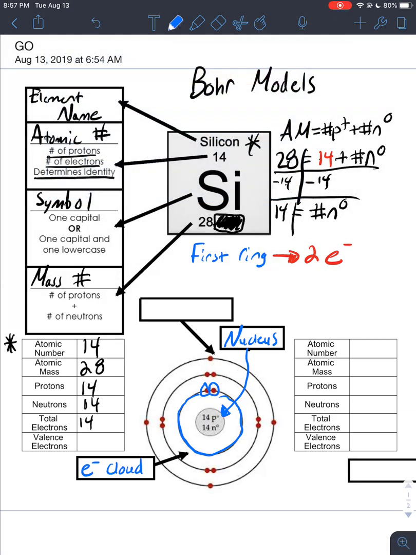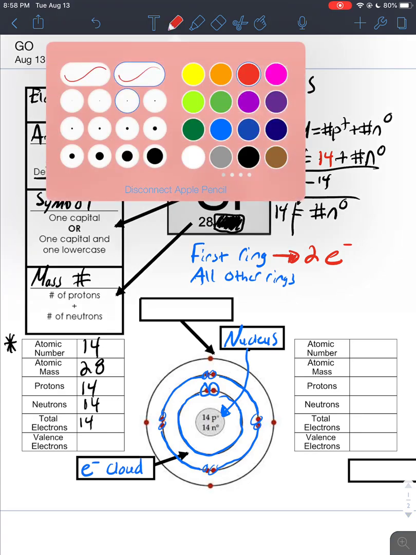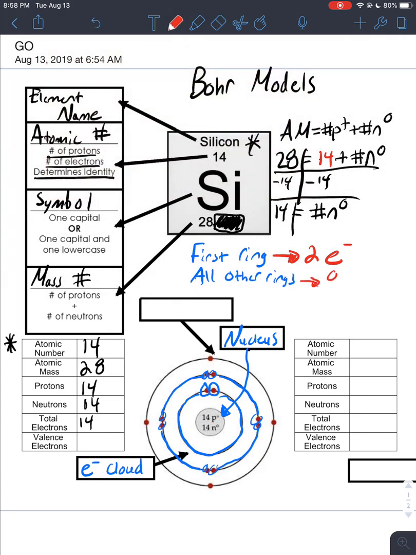Then we're going to go up to the second ring, which I'm tracing with my pen. You can do this if it helps you. Now let's count how many electrons there are in the second ring. 1, 2, 3, 4, 5, 6, 7, 8. 8. Come up to where we wrote first ring, and I want you to write all other rings. In every single other ring, there are 8 electrons. All right?